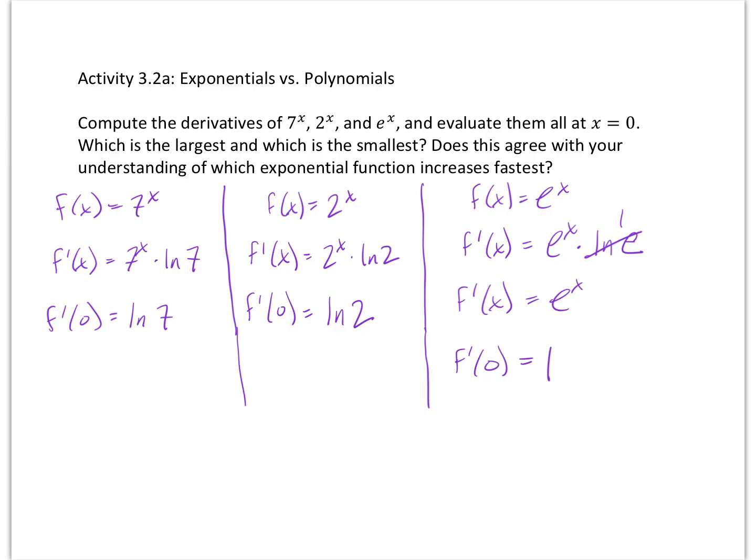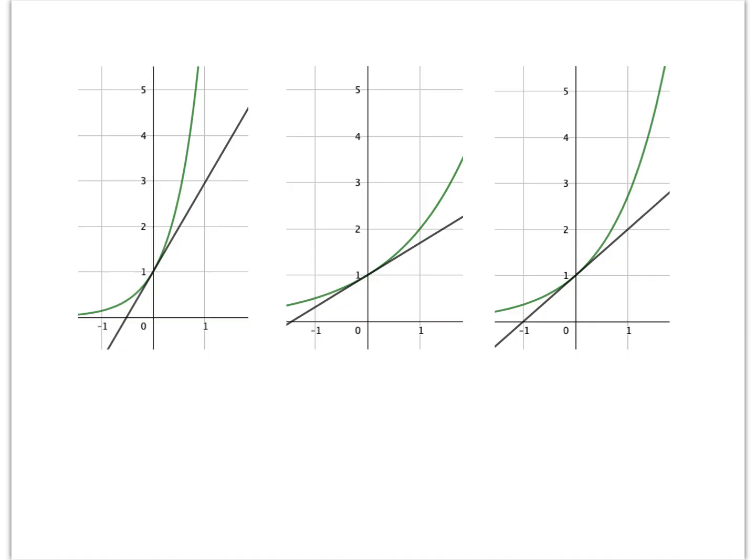Remember that the derivative evaluated at 0 is the slope of the tangent line at x equals 0. So on the next slide, we're going to look at the graphs of 7 to the x, 2 to the x, and e to the x, and look at the slopes of the tangent lines. This first graph is y equals 7 to the x. And you can see that the tangent line we drew at x equals 0 is pretty steep. It has a slope of ln of 7, which is approximately equal to 1.95. Pretty steep slope. And we do know that exponentials with a larger base grow faster than exponentials with a smaller base.